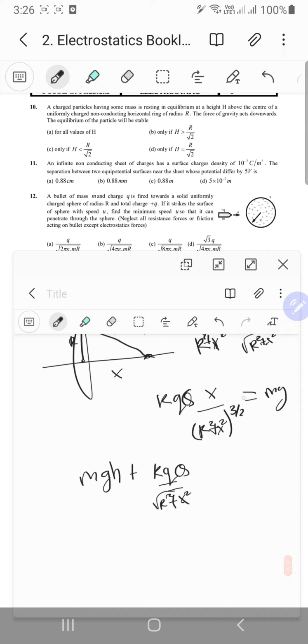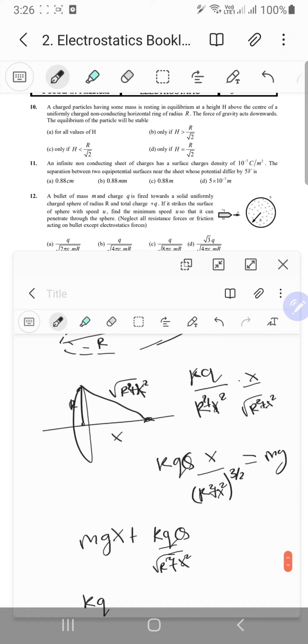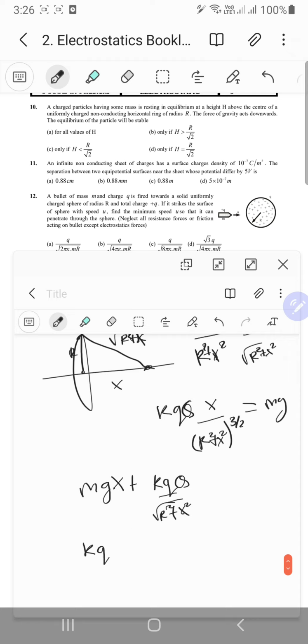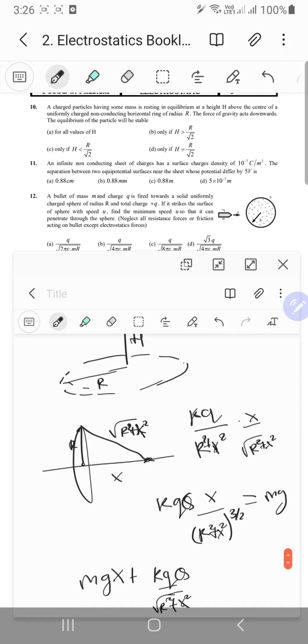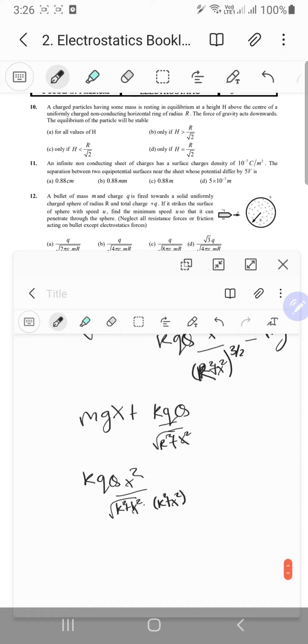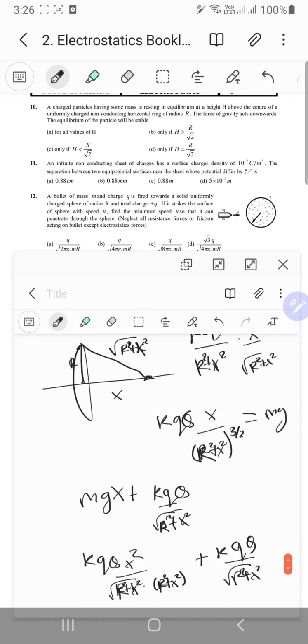Okay, so we know what mg is, maybe we can just put that over there, so it should be kqQ. Well, what's h? h is just x, because it's x away, that's what we want. So kqQ x squared upon square root of r squared plus x squared into r squared plus x squared. Wait, what k squared? r squared. Sorry, why am I writing everything in bad handwriting? Plus kqQ upon square root of r squared plus x squared. We want this potential energy to be minimum.